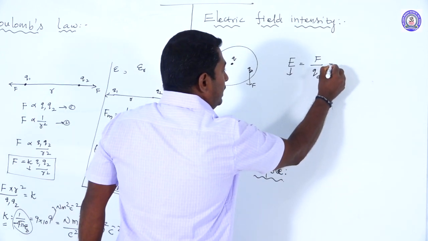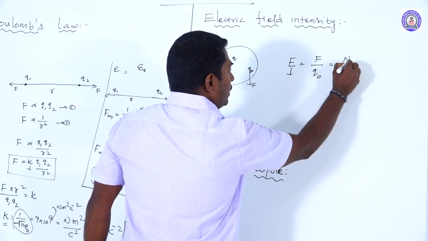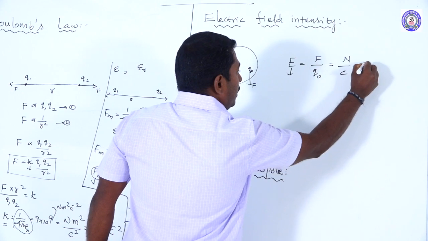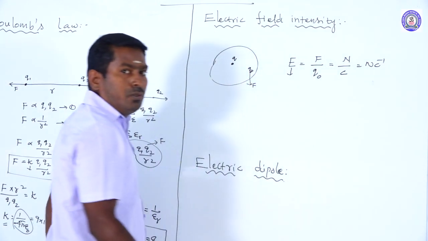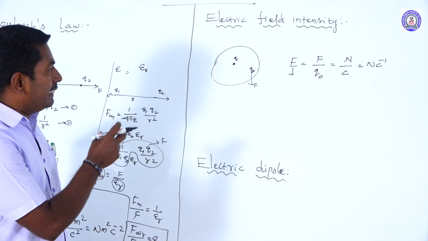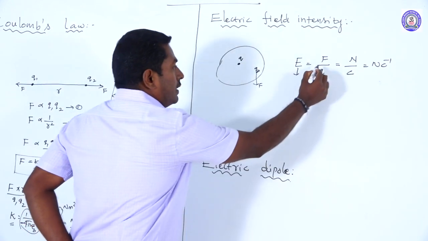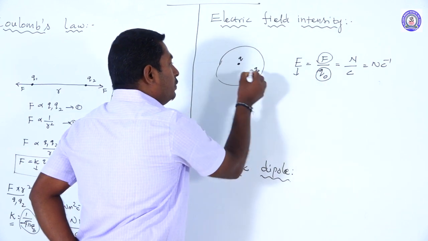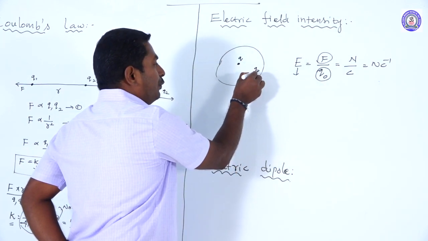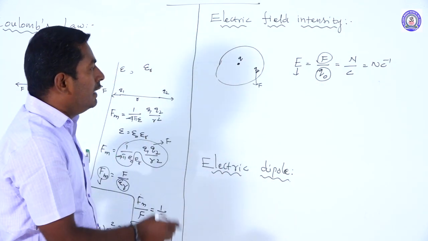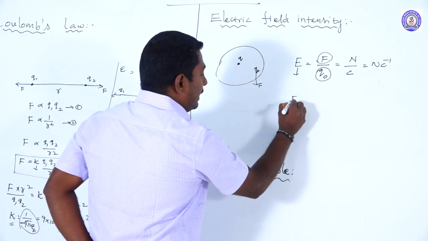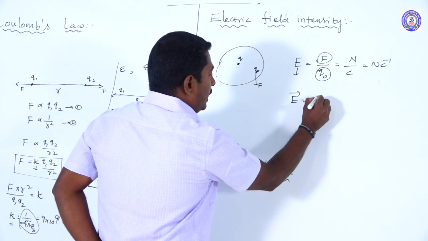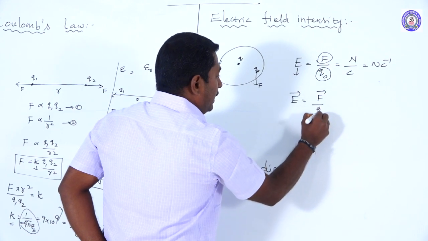Electric field intensity SI unit: electric force is Newton, charge is Coulomb, so Newton per Coulomb, N C inverse. So, very important definition: electric field intensity is defined as the electric force experienced per unit positive test charge kept in an electric field. Electric field intensity is a vector quantity, E vector, which is equal to F vector divided by Q naught.